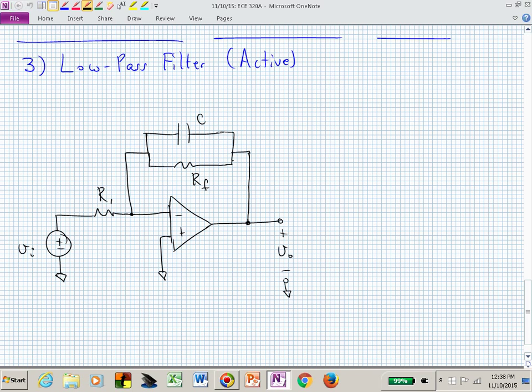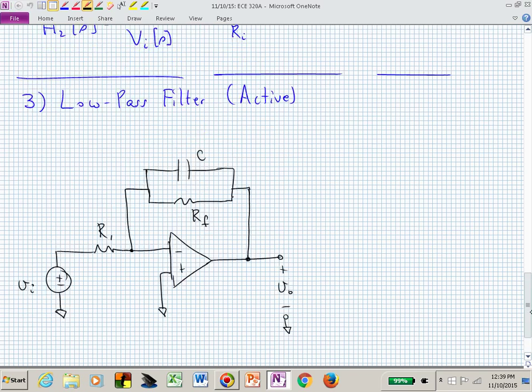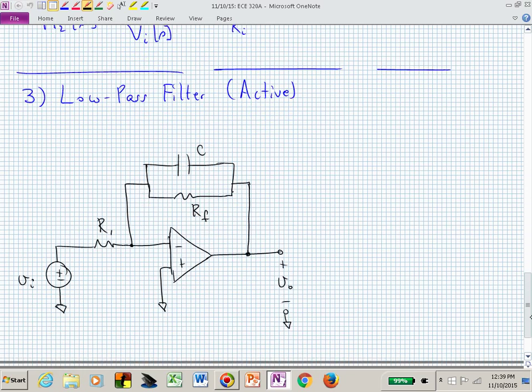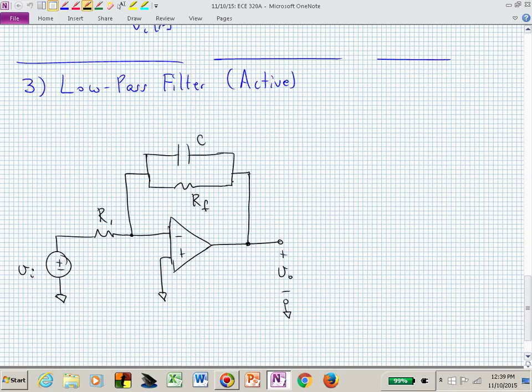But how do we determine the transfer function between this input V sub I and the output V sub O? What I'm wanting you to start seeing when you look at this circuit versus this circuit is that they look very similar. All that we've really changed is we now have this frequency-dependent impedance in the feedback path. We've placed a capacitor in there.